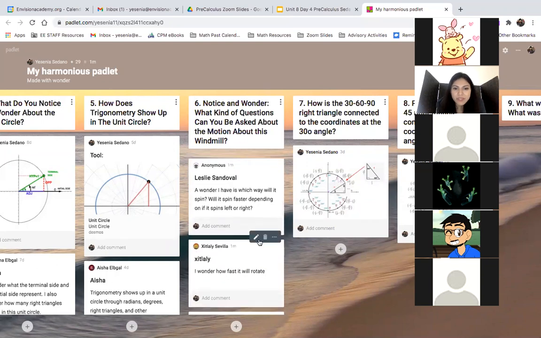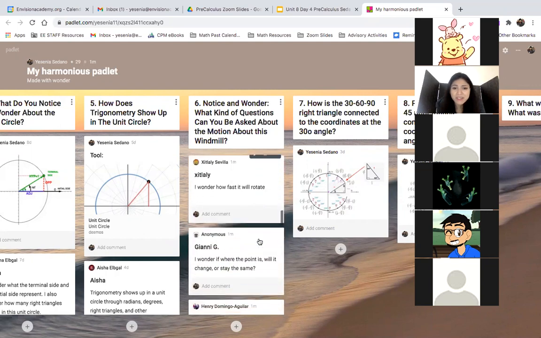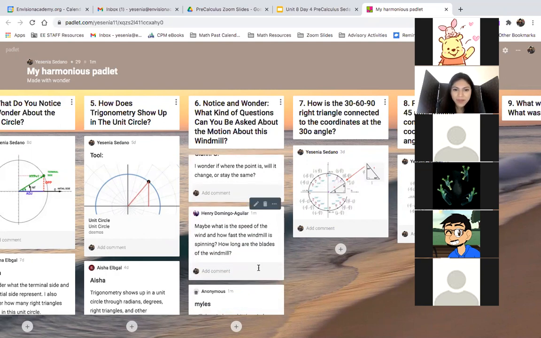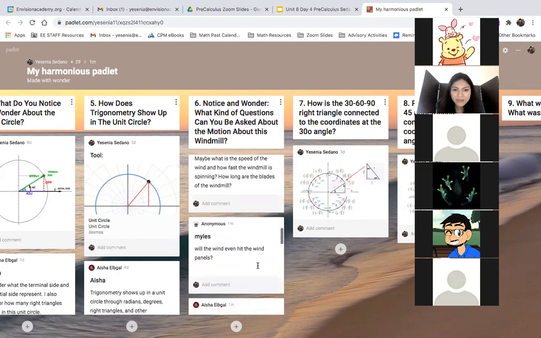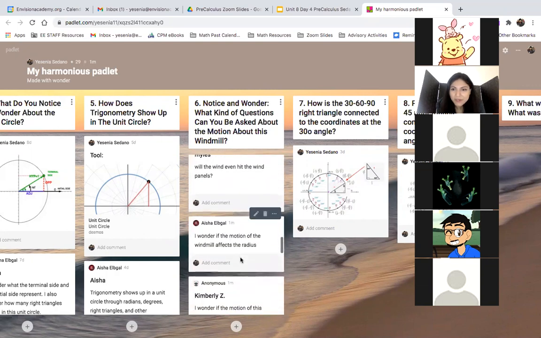Which way will it spin? Will it spin faster if it spins to the left or the right? How fast will it rotate? I wonder where the point is, if it will change or stay the same. Wow, these are so great. And I don't have time to read all of them, but let me see if there are any others standing out to me as different.